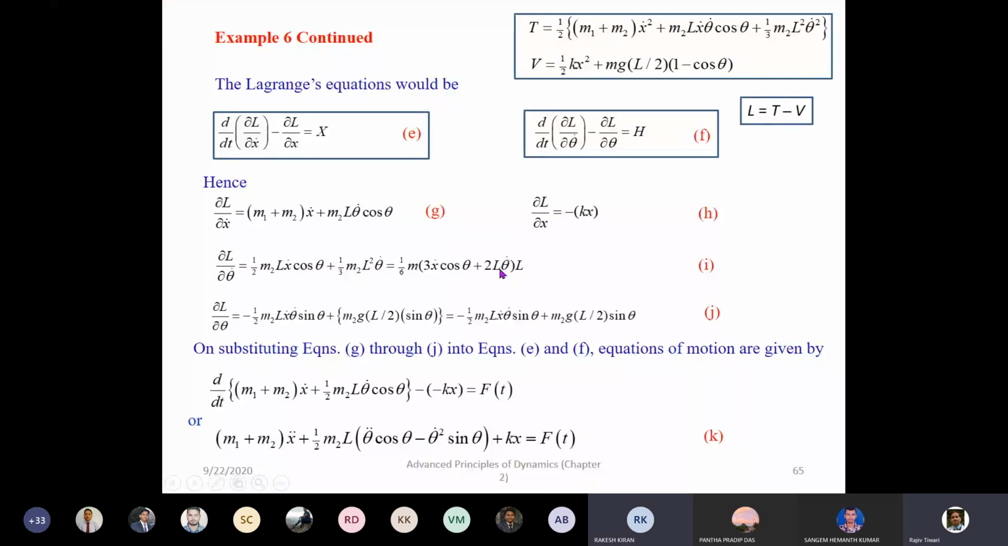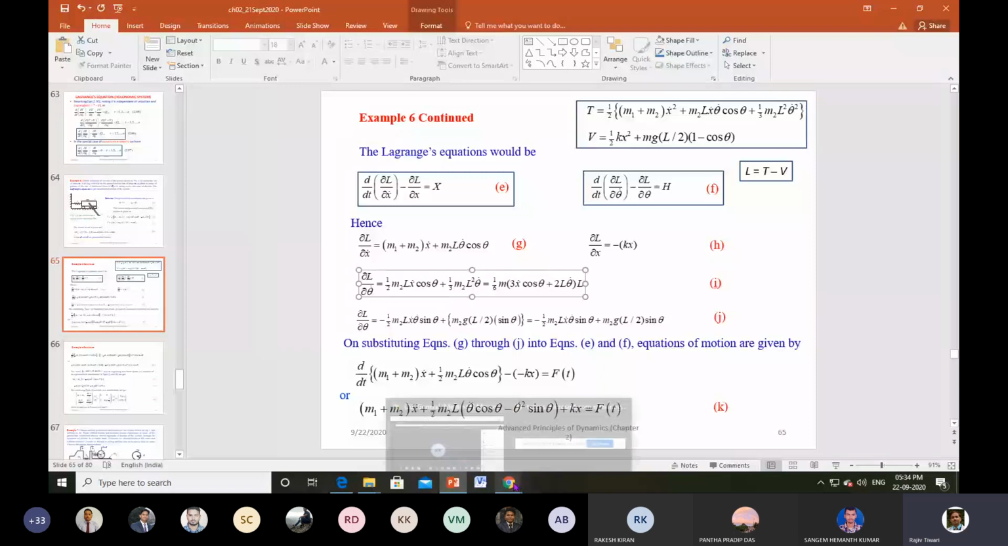The half will also go now, sir? No, the half is here because this is not squared. Okay, yes, it's not squared. Thank you, sir. Any other question from anyone?